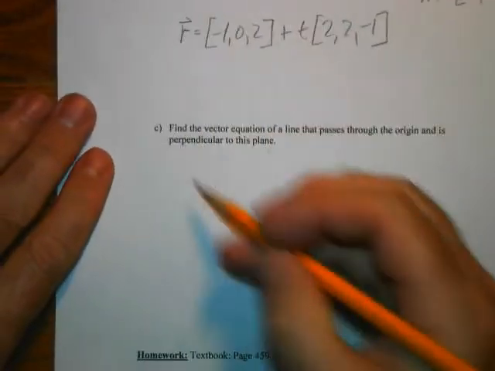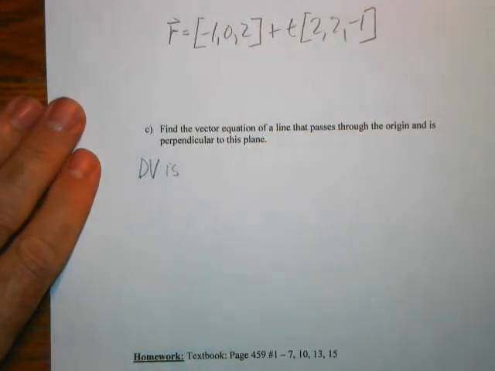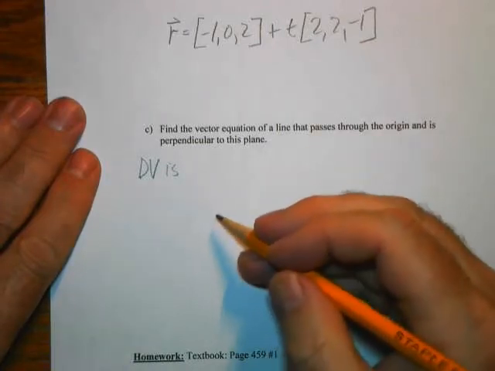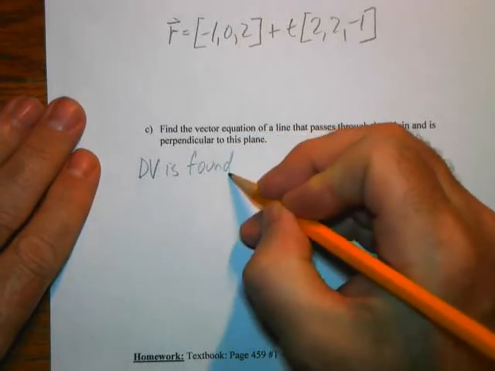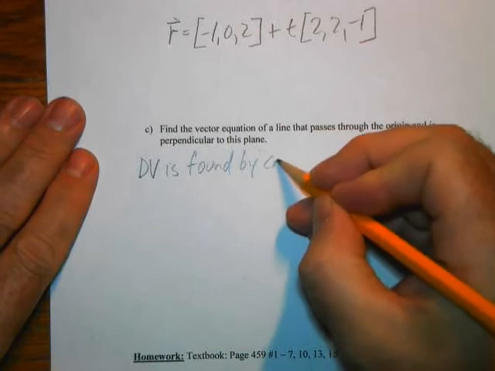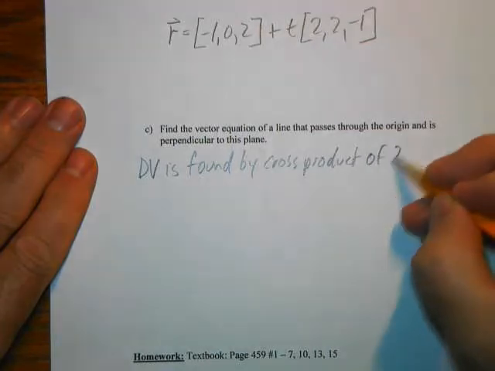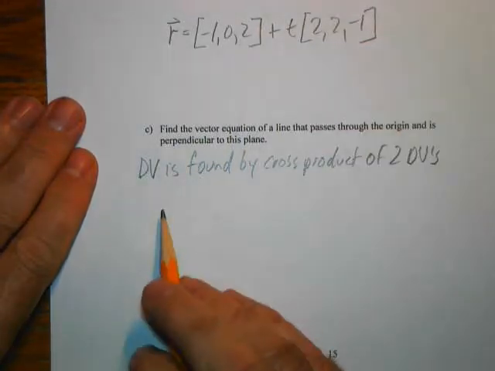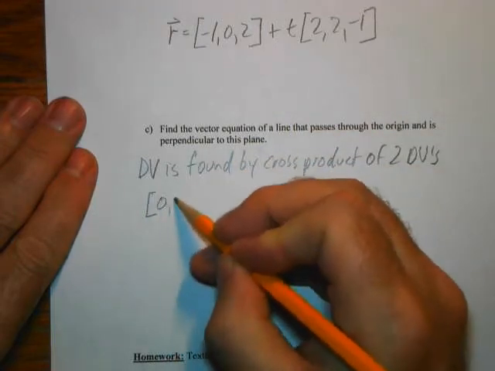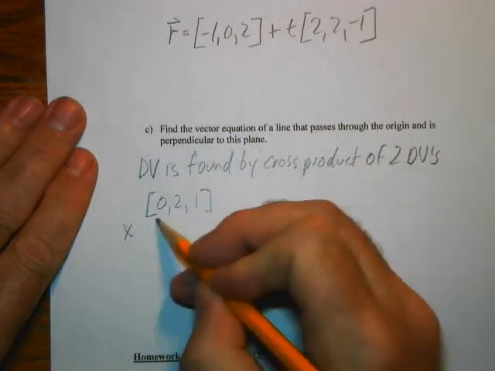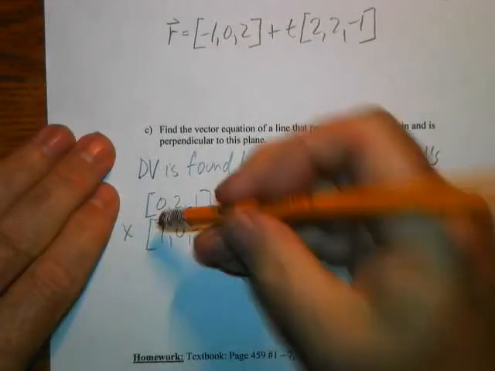So just a reminder, this is something I mentioned earlier. Sometimes you need to know how to do cross product to get equations, and this is one of those situations. So the direction vector is found by the cross product of the 2 direction vectors. Okay, so we've got 0, 2, 1. Do a cross product with 1, 0, -1.